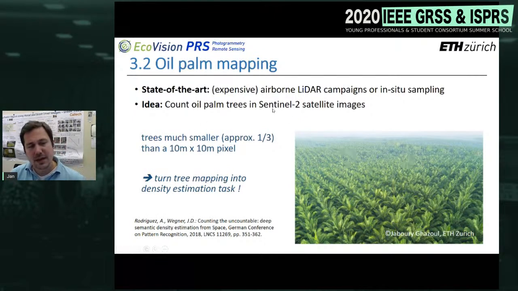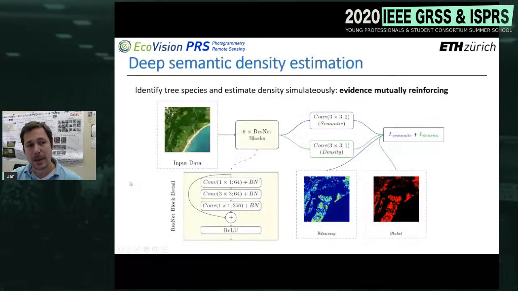The difficulty here is that one tree, so one oil palm here in the image, is much smaller than the pixel on the ground of a Sentinel-2 image, which is a 10 by 10 meter pixel. And an oil palm is approximately 1/3 of that. So we cannot use object detectors directly. It's totally impossible. So what we do is we turn tree mapping into a density estimation task.